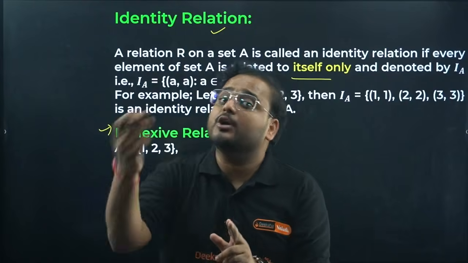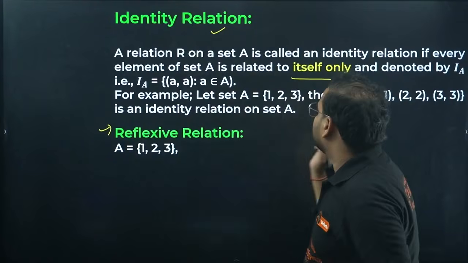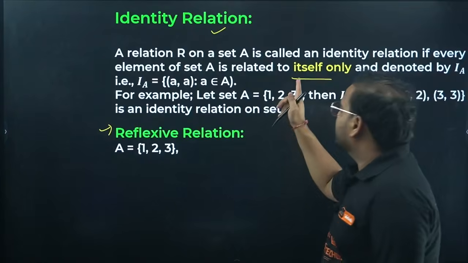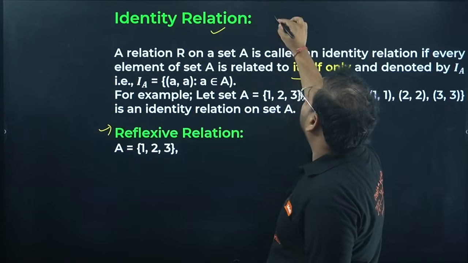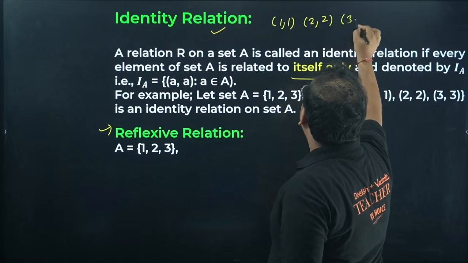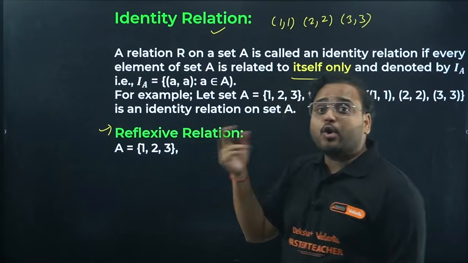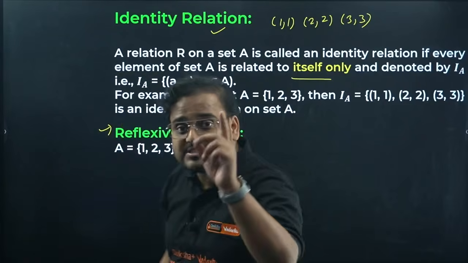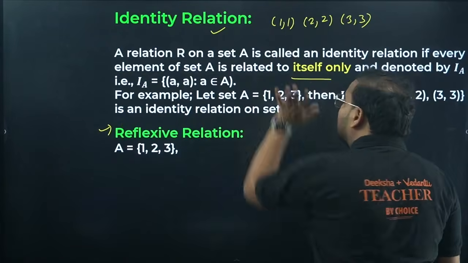I cannot have 1 comma 2. For example, if I have a set A with elements 1, 2, 3, then for the identity relation, I should have 1 comma 1, 2 comma 2 and 3 comma 3. I cannot have 1 comma 2 or 2 comma 1, because the statement is itself only.